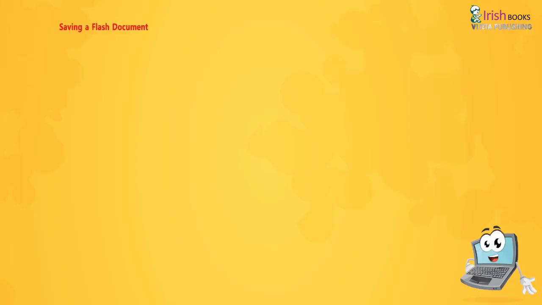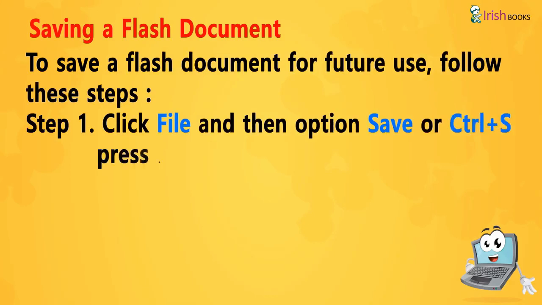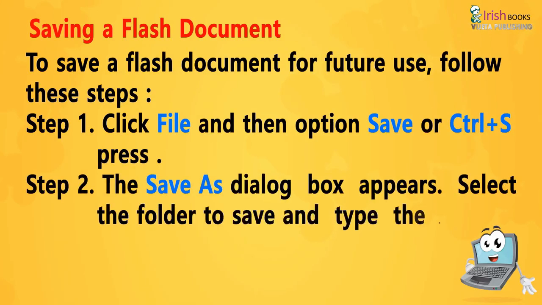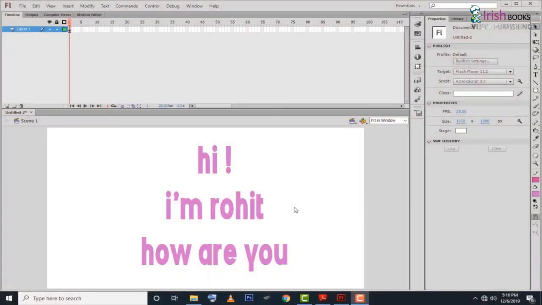Saving a Flash document. To save a Flash document for future use, follow these steps. Step 1. Click File and then Save option or press Ctrl+S. Step 2. The Save As dialog box appears. Select the folder to save and type the name of the file. Step 3. Click on Save button.